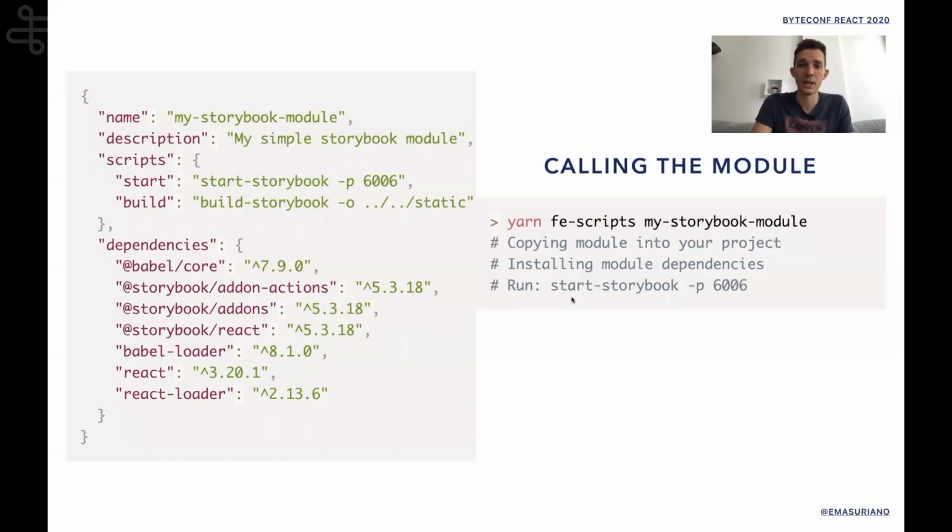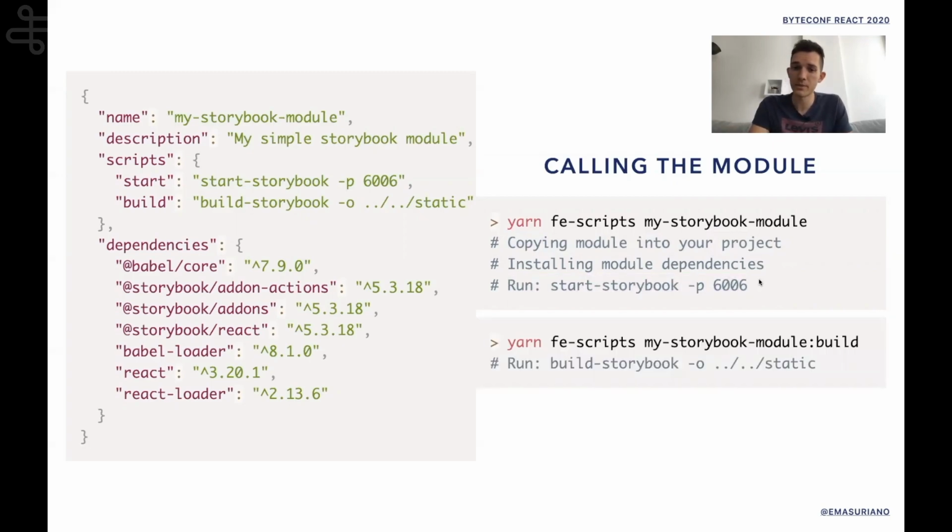The dependencies that obviously the module needs in order to work. So how do you call it? The same as always, the entry point is yarn scripts, and then the name of my module. And if you don't specify anything after the name of the module, it's going to call the start script by default. As I said before, the first thing it's going to do is copy the module into your project, then install the dependencies, and then run the script that you call. But the second time, this is not needed anymore, so it just directly goes to the run script.